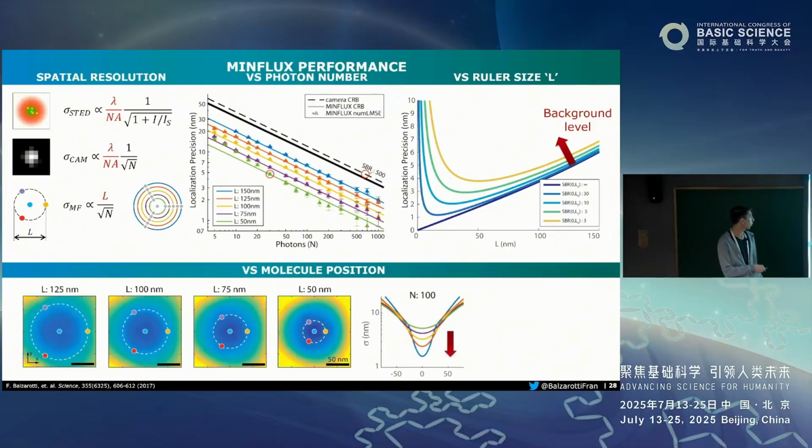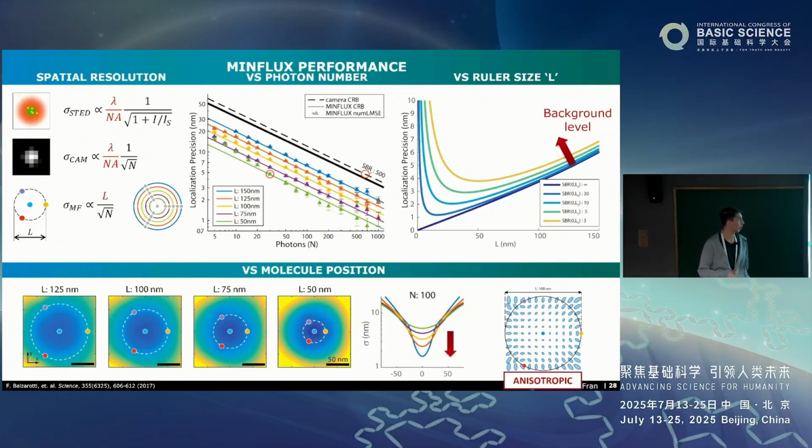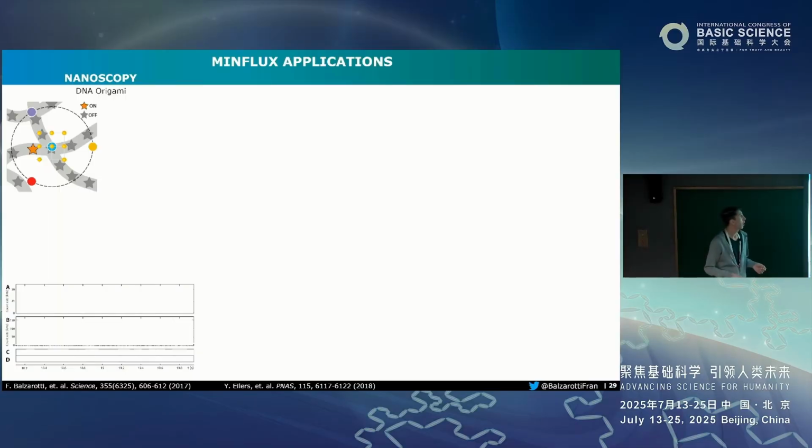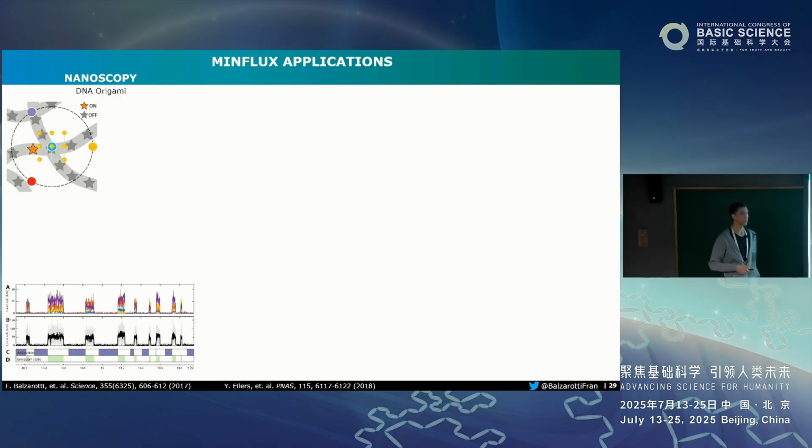And of course, the more you want to get, the smaller the region where this works, and it is anisotropic as well. So the important message here is that this is independent of the wavelength and the numerical aperture. It is not based on a photophysical saturation, and it has a tunable spatial temporal resolution that you can use for many goals. Those goals can be nanoscopy. So if you have linking molecules, this is molecules arranged in a DNA origami.